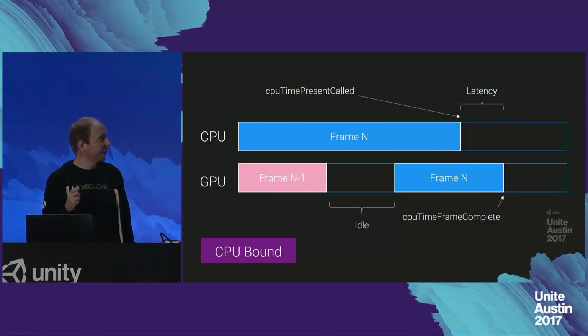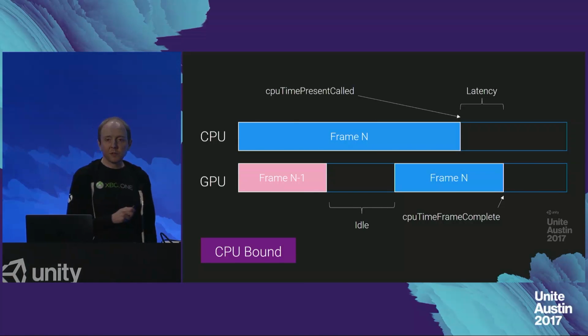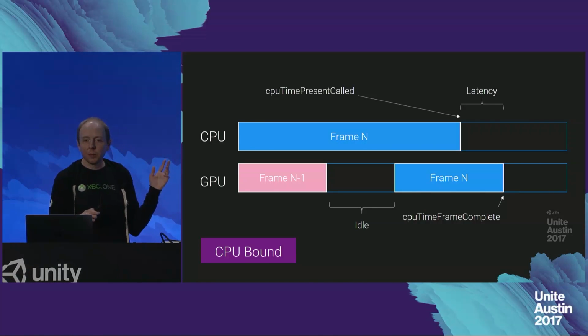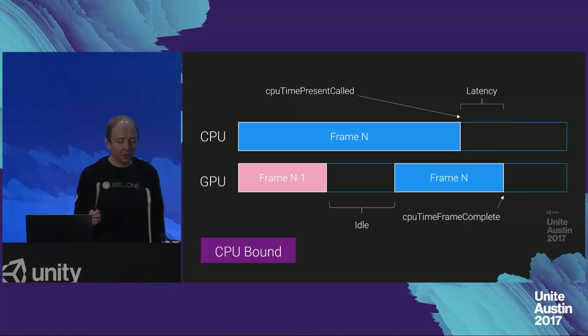In this case, we're CPU bound. Most of the work is happening on the CPU. The GPU actually had to go idle and wait until it had received enough draw commands from the CPU to begin rendering. The latency in this case is a lot shorter, and this is an indication that we're likely CPU bound.